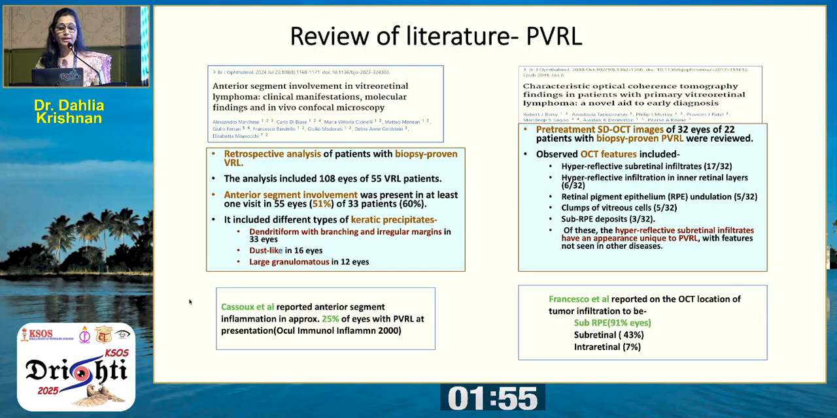So when I review the literature, this particular study from Marchesi et al. about the anterior segment involvement in biopsy-proven vitreoretinal lymphoma, they said that 51% of patients present with anterior segment involvement and different types of KPs: dendritiform with branching and irregular margins as seen in the second case, and large granulomatous as seen in our first case, and also dust-like KPs can be seen. Also, the OCT images of biopsy-proven cases were studied by Barry et al., which showed multiple OCT features of PVRL, but the hyperreflective subretinal infiltrates give a unique appearance of PVRL.